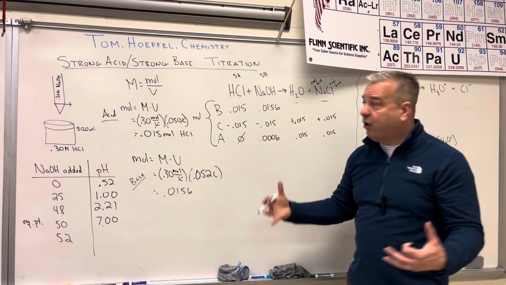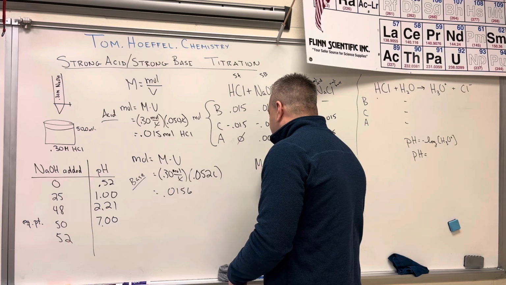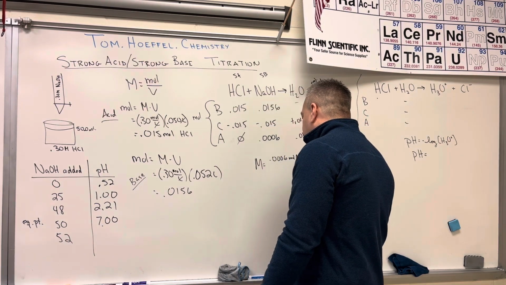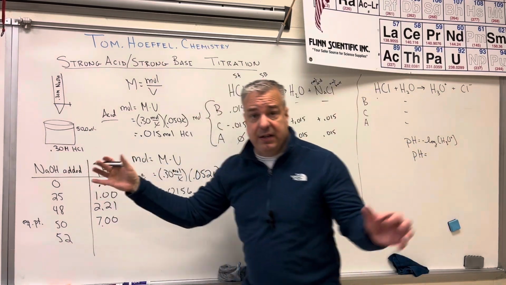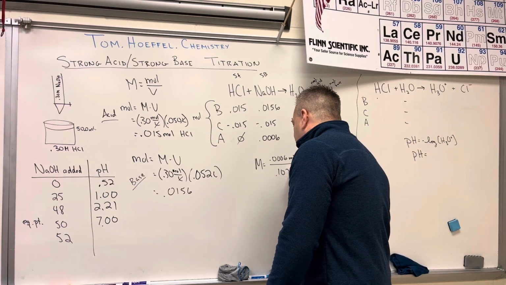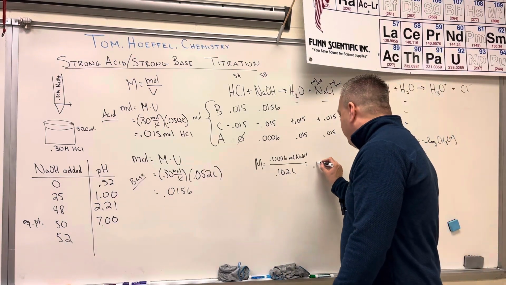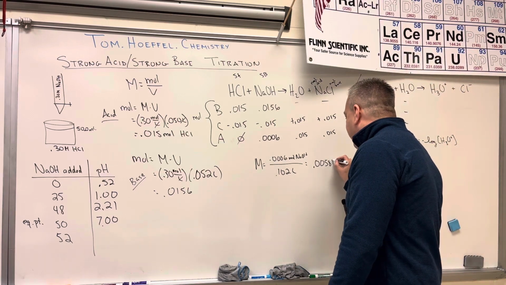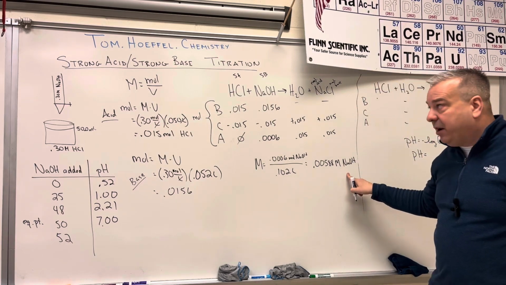We're always looking for strong stuff first, and now we've got strong base present. So we're going to calculate the molarity of the strong base. And what we did is we added 52 and 50, so that's collectively 102 milliliters, which is 0.102 liters. And when we divide these two numbers together, we get 0.00588. And this is the molarity of sodium hydroxide, which is a strong base.